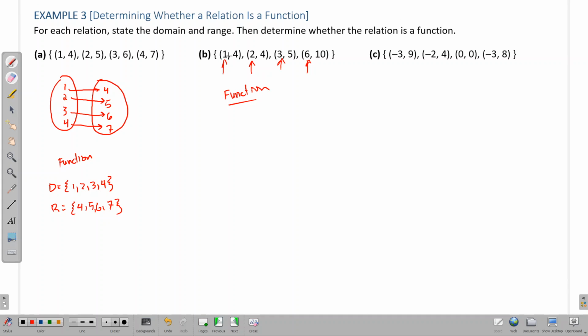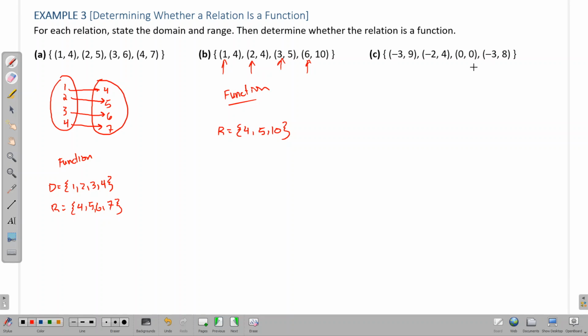And again, your domain would be the set {1, 2, 3, 6}. The range, now let's actually write down the range for this, because with sets, there are no repeated values. So we don't write 4 twice. It would just be {4, 5, 10}. That would be the entire range. We don't duplicate things when we're dealing with sets.